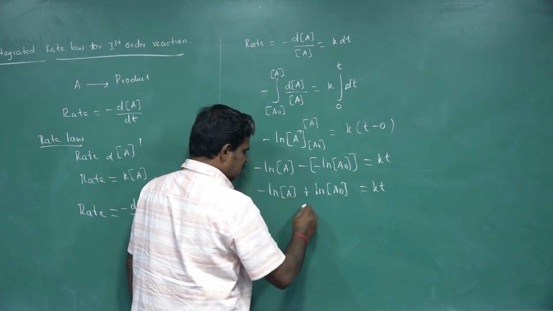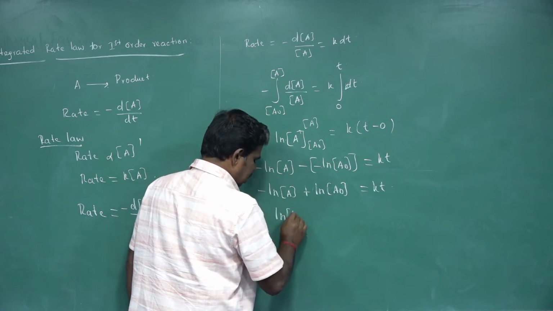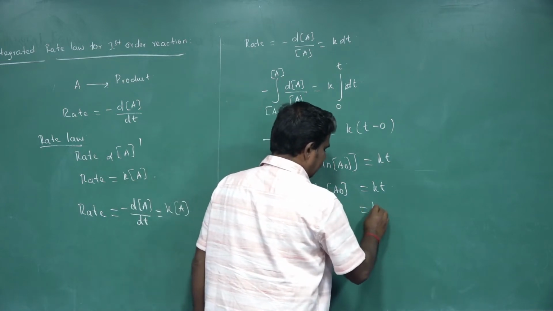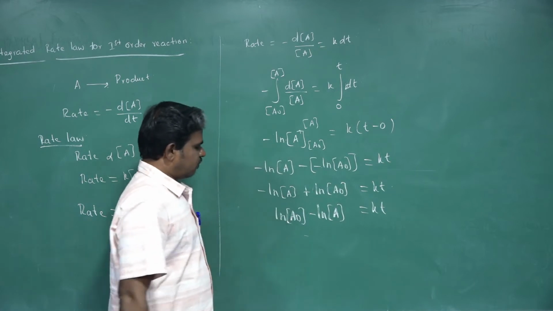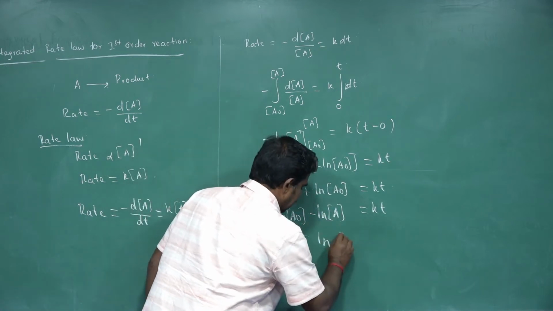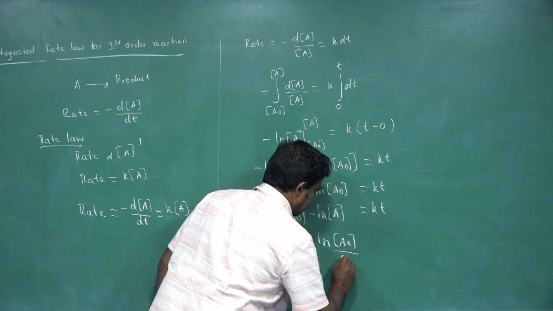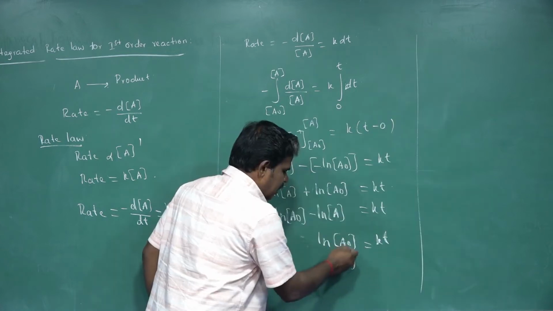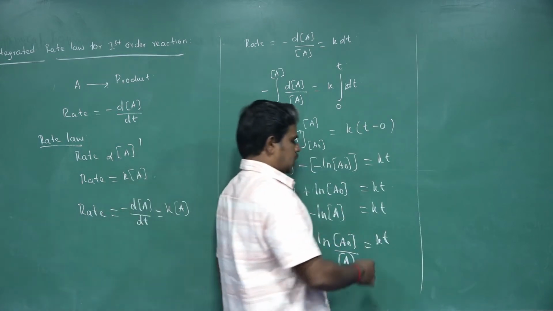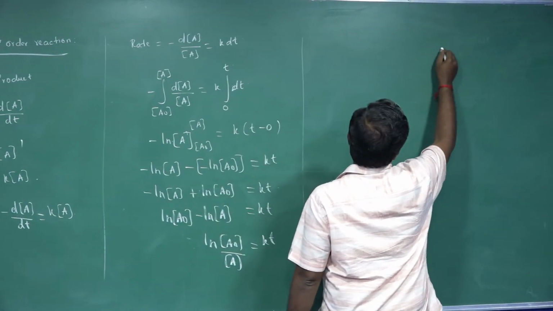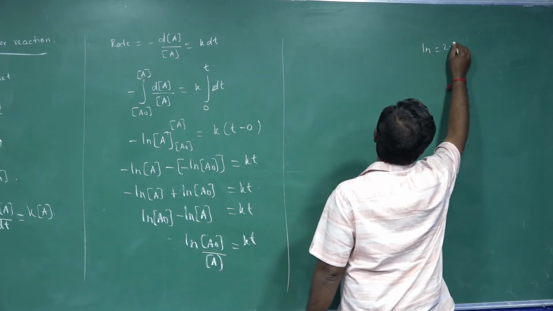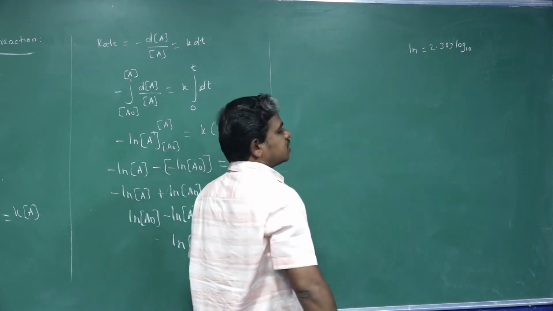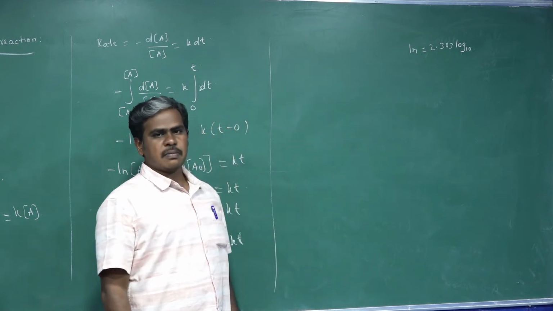Now it is arranged: ln[A]₀ minus ln[A] is equal to kt. Now we may take it as ln([A]₀/[A]) equal to kt. Here it is a natural logarithm, ln, which is equal to 2.303 log base 10.